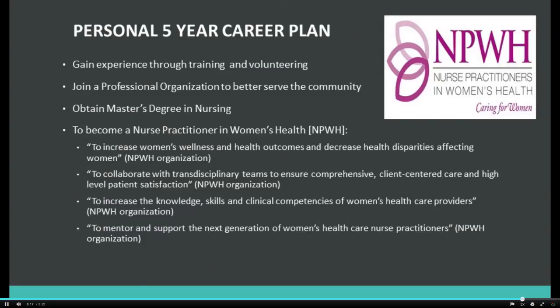increase women's wellness and health outcomes and decrease health disparities affecting women, to collaborate with transdisciplinary teams to ensure comprehensive client-centered care and high-level patient satisfaction, to increase the knowledge, skills, and clinical competence of women's healthcare providers, to mentor and support the next generation of women's healthcare nurse practitioners.